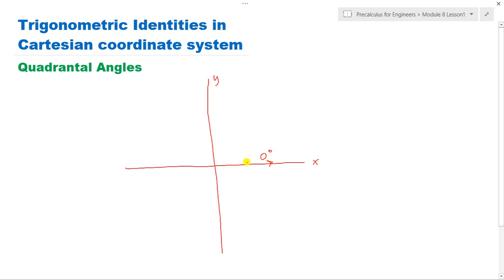Now, moving to 90 degrees or moving to the y-axis, the measurement here of the angle is 90 degrees. Moving on the opposite side of the x-axis, the angle measurement here is 180 degrees. Moving on the opposite direction of our y-axis, that is 270 degrees. And finally, back to the initial position, that is 360 degrees. Okay, ato ikondri ang values for all the trigonometric functions.